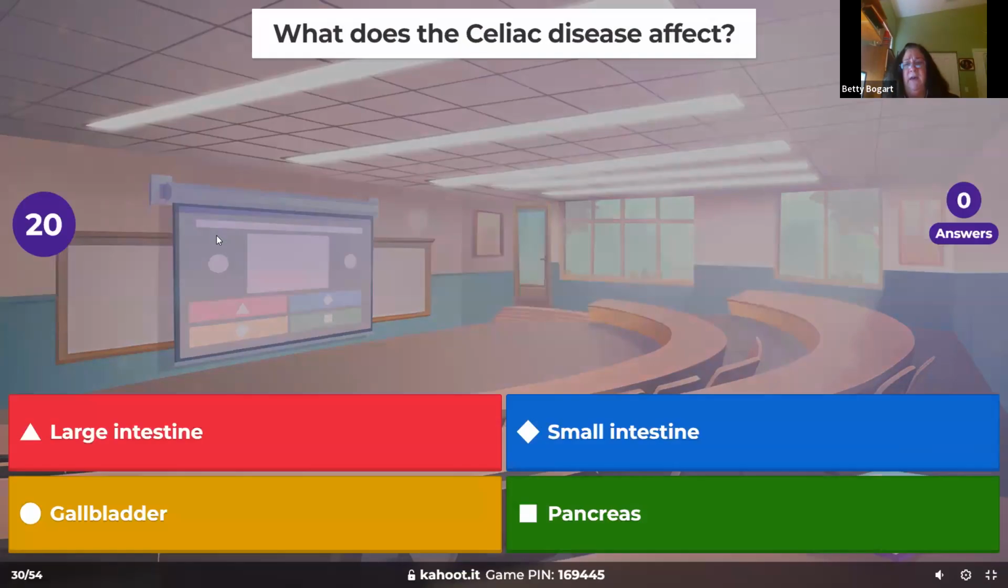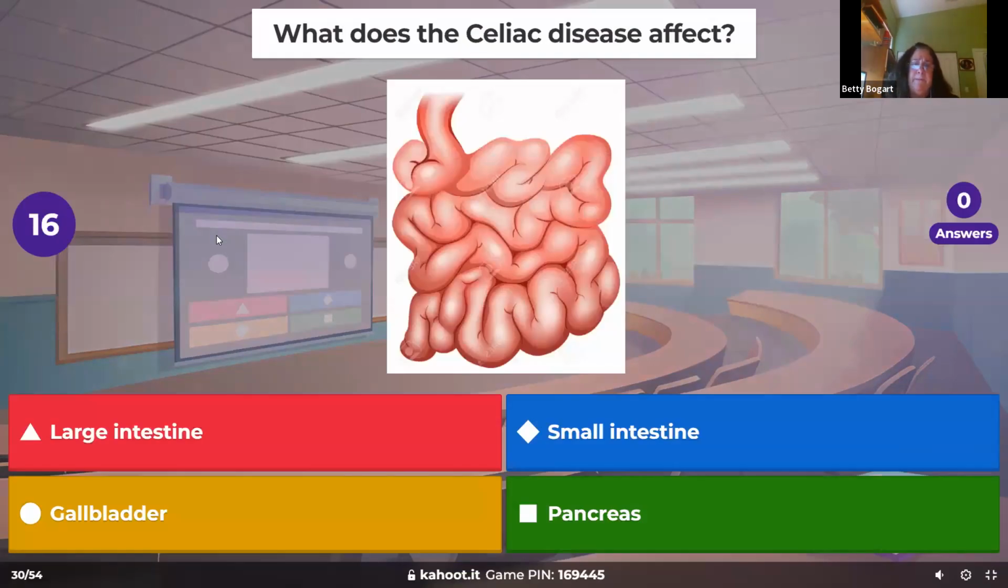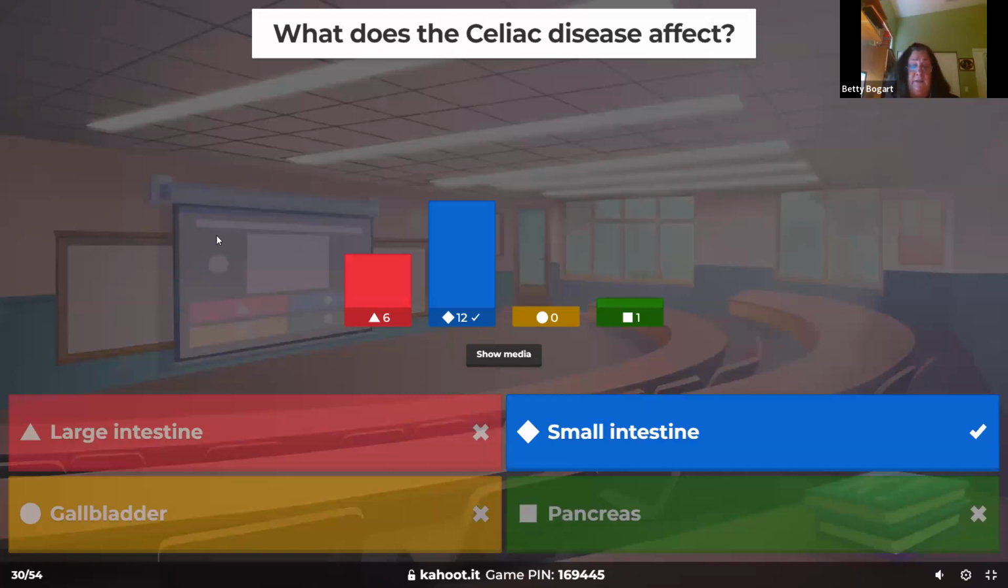What does celiac disease affect? It's the small intestines. And I asked that question because students always get it confused. Celiac disease has to do with food and digestion of food. Where does digestion of food occur? In the small intestines, with all the enzymes that go in there to try to help make it into a workable form for the body, right? Large intestines has nothing to do with it. It's all small intestines.